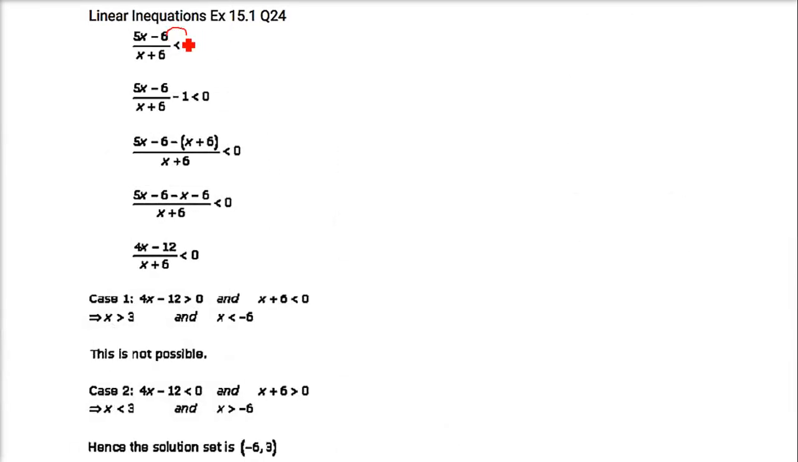Same thing here, bring 1 here. So for 5x minus 6 by x plus 6, 5x minus 6 minus x plus 6 by x plus 6. So you get 4x minus 12 by x plus 6 less than 0. Less than 0 means either this is positive and this is negative, or the numerator is negative and denominator is positive. So this gives you x greater than 3 and this gives you x less than minus 6. So now just see.